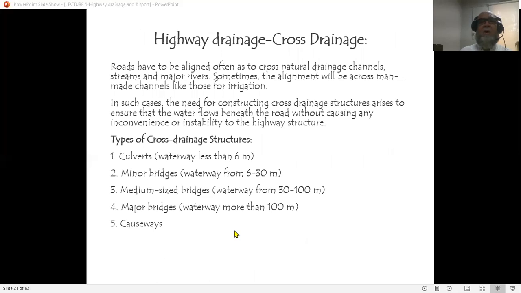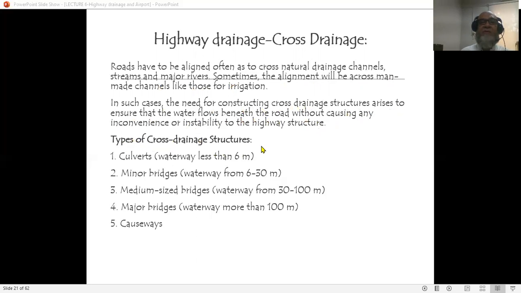Another type of drainage system is what we call cross drainage. So roadways have to be aligned to cross natural drainage channels, streams, and major rivers. Sometimes the alignment will cross man-made channels like those for irrigation. In such cases, the need for constructing cross drainage structures arises to ensure the water flows beneath the road without causing any inconvenience to the highway structure.